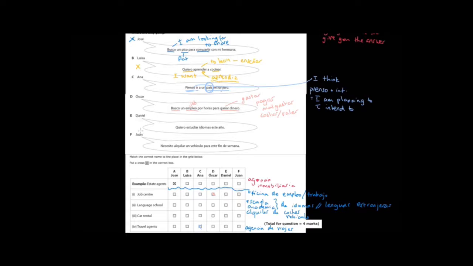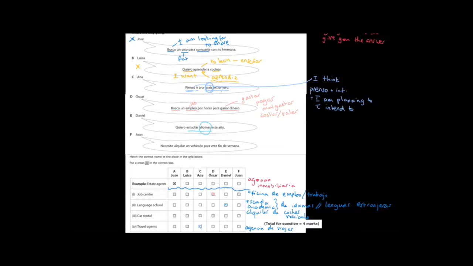Okay. Let's look at Daniel. Daniel says, quiero estudiar idiomas este año. So we've got the word idiomas. So that's going to be the language school. So Daniel goes here.